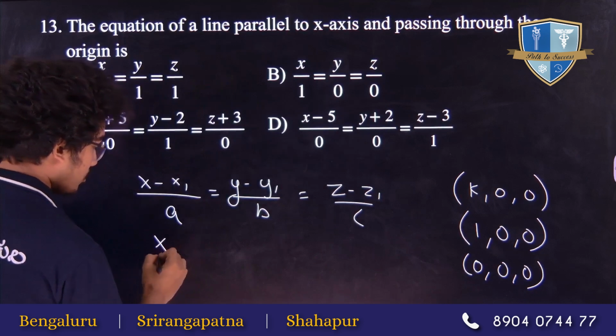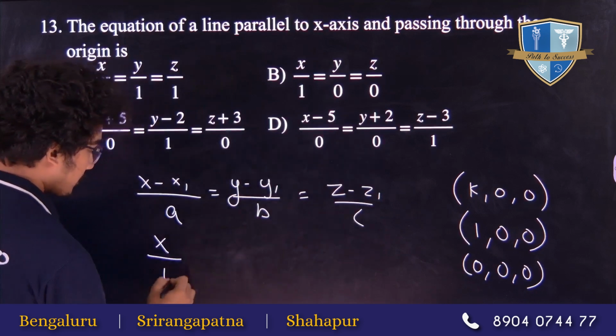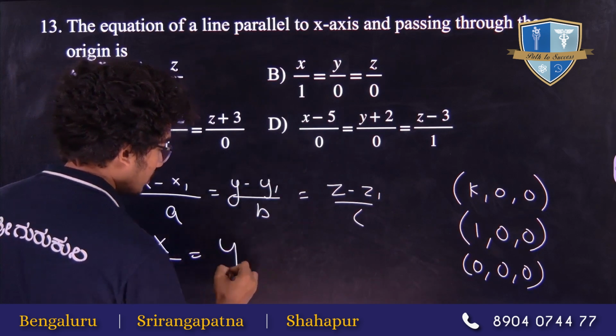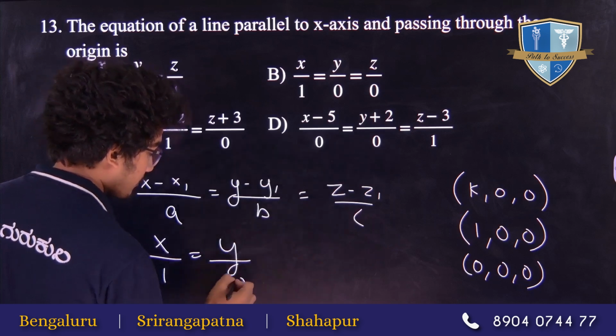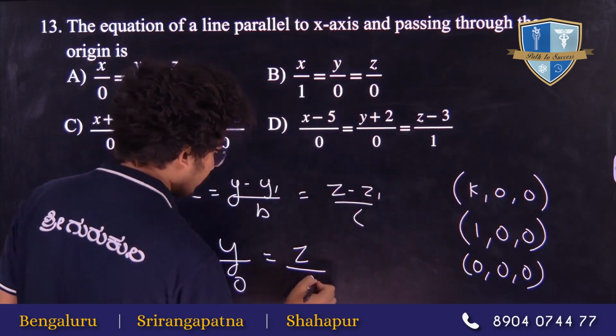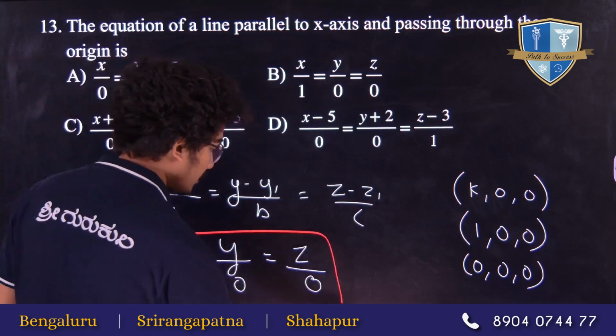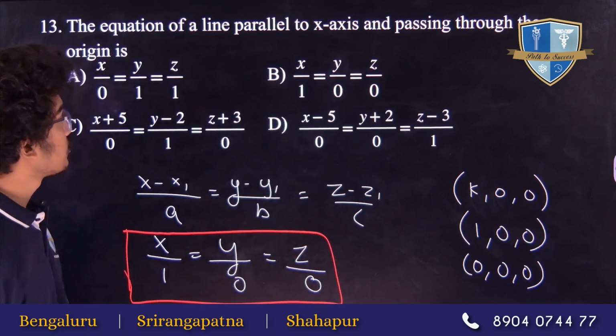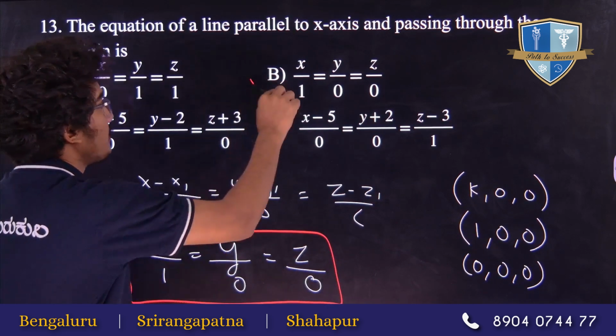So x minus 0 divided by a, which is 1, is equal to y minus 0 divided by b, which is 0, and z minus 0 divided by c, which is 0. So this will be our equation of the line parallel to x-axis and passing through the origin. So the correct option will be option B.